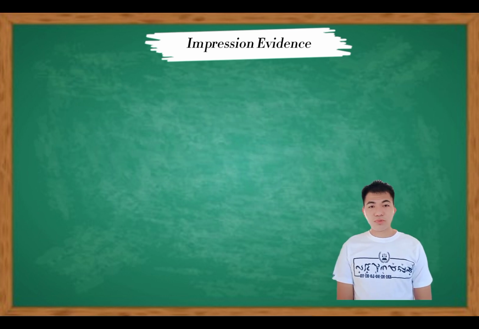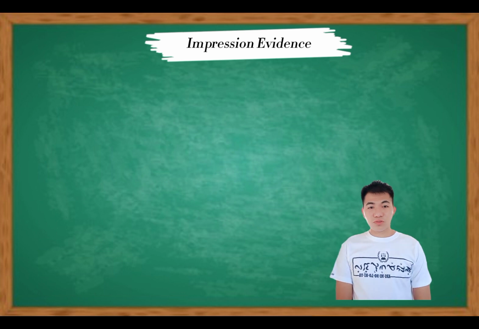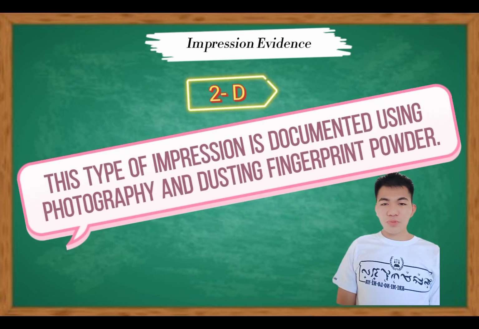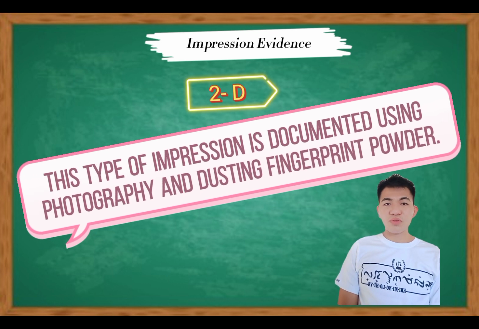The collection of impression evidence can be accomplished using several methods. The first is the two-dimensional. This type of impression is documented using photography. Some impressions may be dusted with fingerprint powder to be photographed or lifted with tape. They may also be collected using an electrostatic dust lifting process.